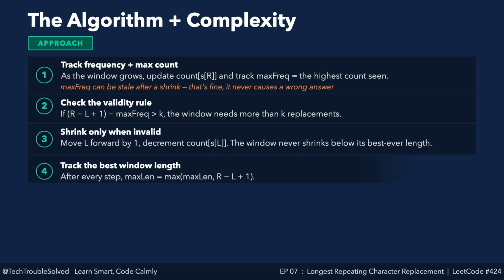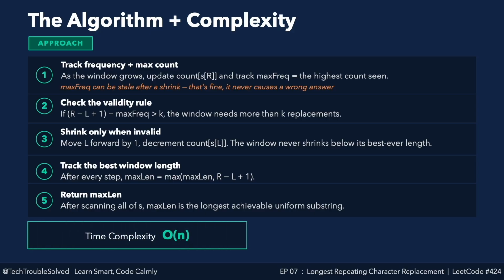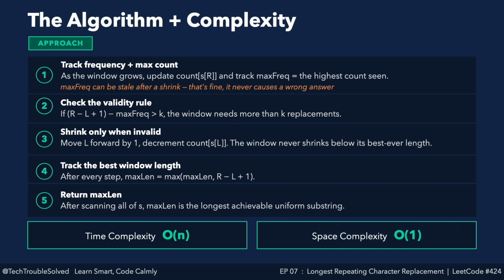We only shrink by 1 step per iteration, not a full loop, just one move. 4. After every single step, update max length. It's the biggest window size we have ever seen. 5. Once R has scanned the full string, return max length. Time complexity is O of n, 1 pass. Space complexity is O of 1 because the alphabet is fixed. Uppercase English only. So the frequency map holds at most 26 entries, no matter how long the string is.